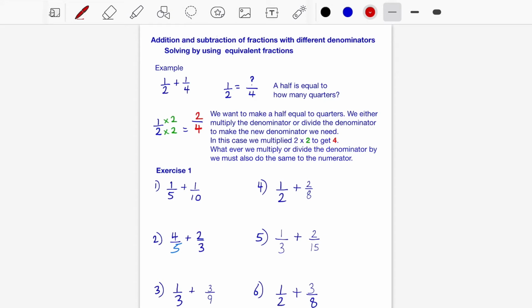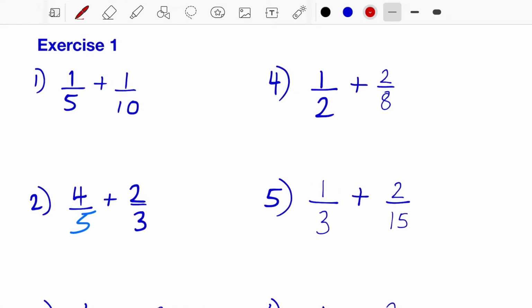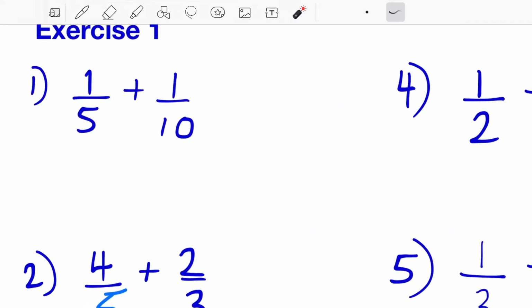Now we have addition of fractions with different denominators, solving these by using equivalent fractions. So 1/5 plus 1/10, we are not going to add the denominators if they are different. So don't make that mistake. What we must do, if we want to use equivalent fractions, we need to make 1/5 into tenths. How do we do that?